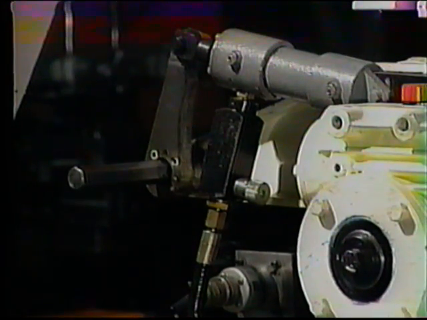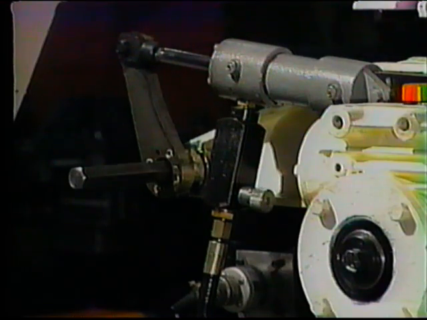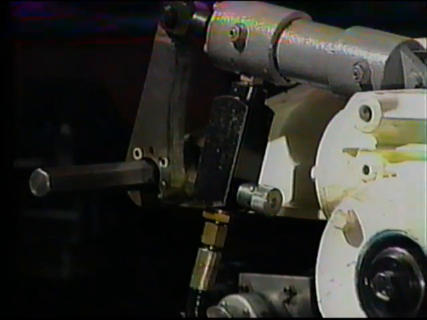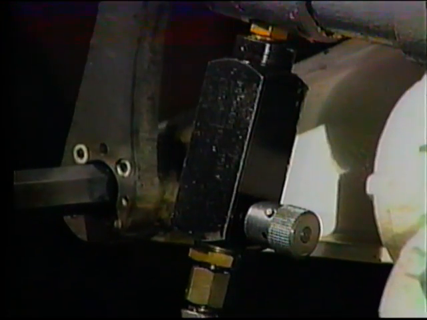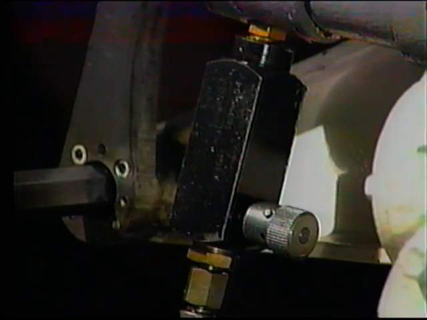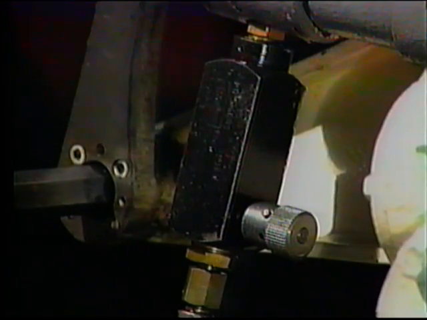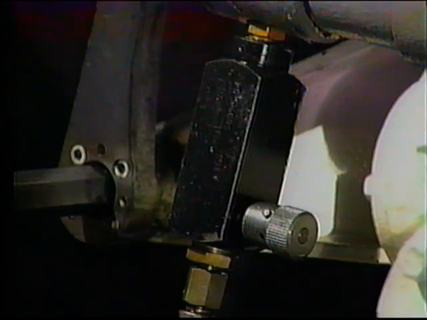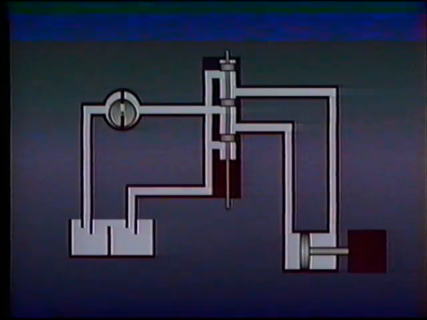Now, sometimes it is necessary to control the velocity or the RPM at which an actuator moves. To do this, we use a flow control valve. We learned in an earlier lesson that the velocity at which actuators operate is determined mainly by the rate of flow. Flow to an actuator can be controlled by selecting a pump with the required flow rate.